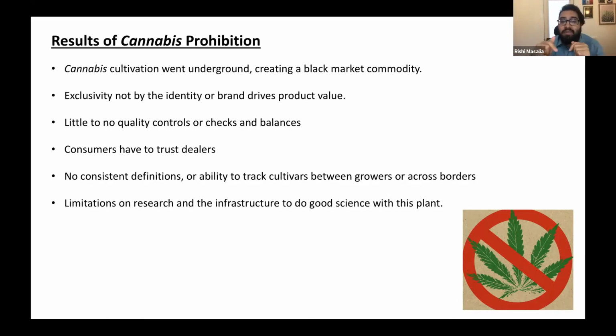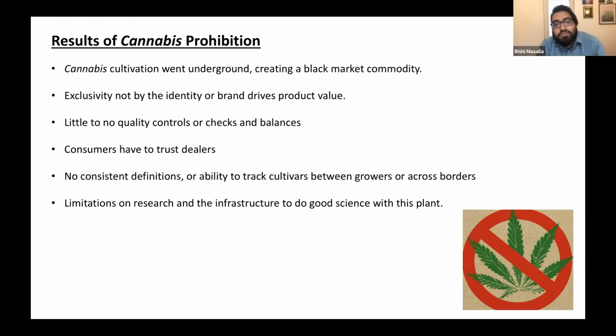was deemed not by the identity or the brand, but rather exclusivity drives product value. As a modern example, for those people roughly my age, this is like the equivalent of a Supreme drop, where there's not a lot of these products out there, and so whenever they do drop, everybody buys them for ridiculously high value. I guess the sneaker market is another version of this, where exclusivity, not necessarily identity or brand, drives product value.